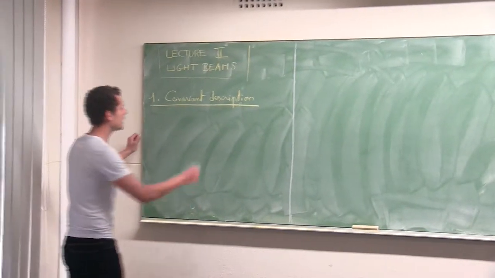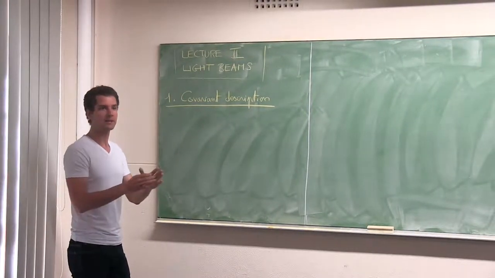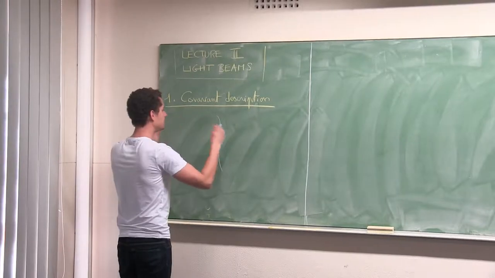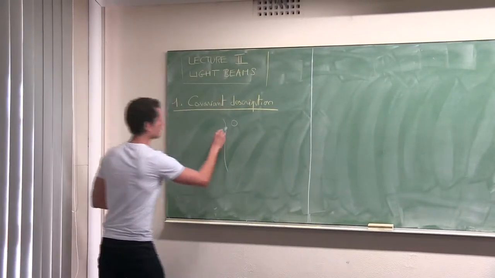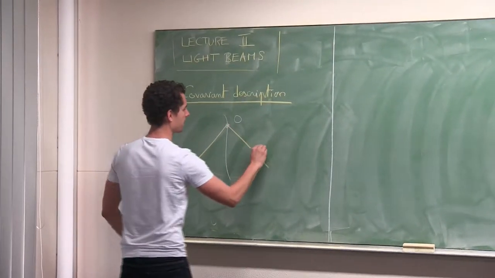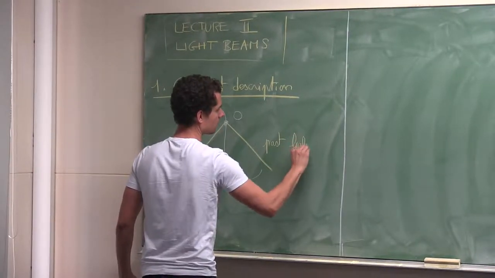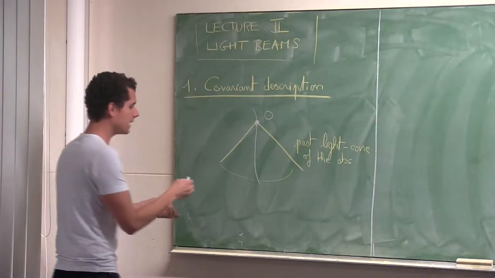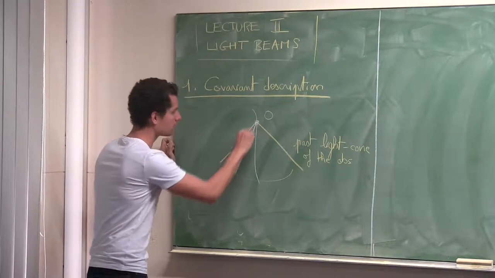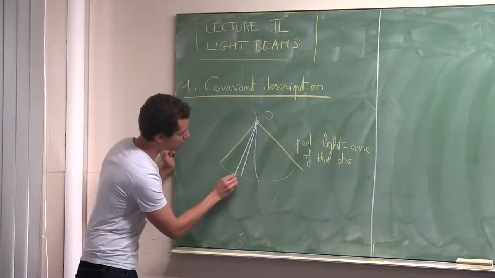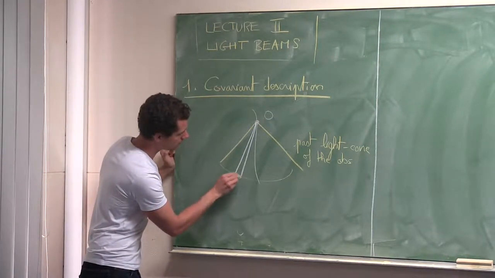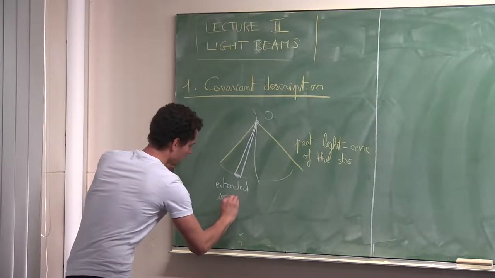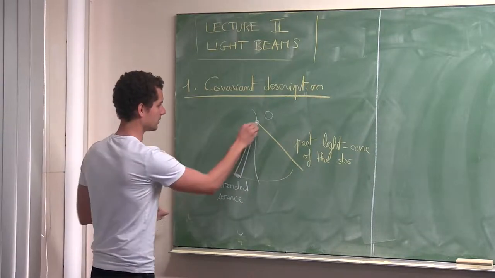What is a light beam? A light beam is just a portion of the past light cone of an observer. So we have a given observer that receives photons that are coming from its past light cone. Then a portion of it could correspond, for example, to the emission of an extended source here. So this is a light beam.